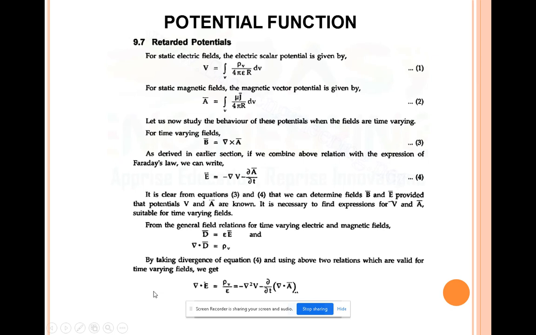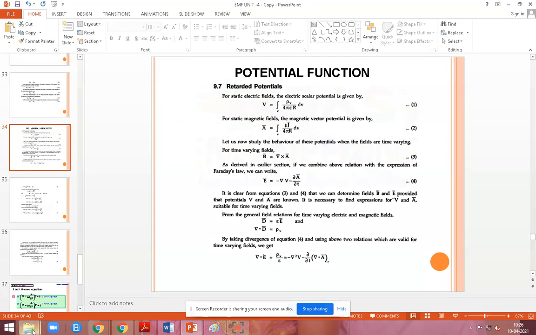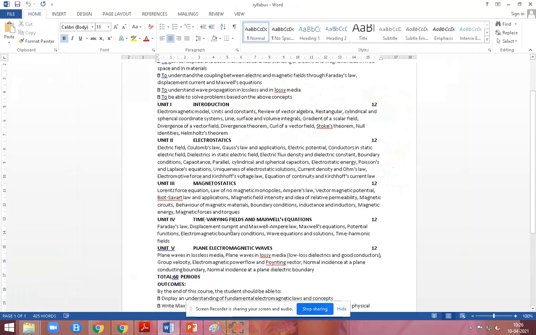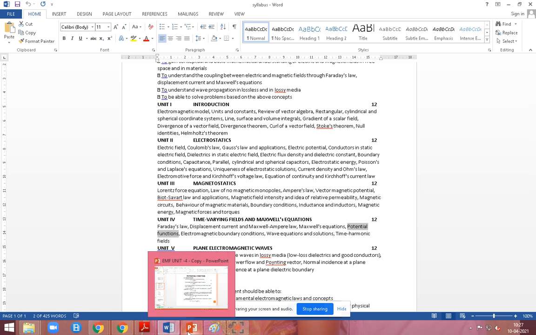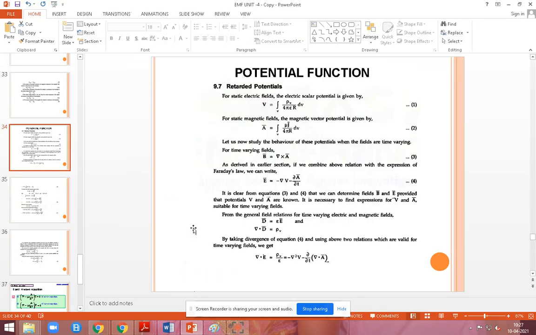Okay, in today's class, we are going to see the fourth unit, potential functions, which is used in the time varying field. We had already seen the potential in static electric and magnetic fields. Now we are going to see this same potential in time varying magnetic and electric fields. This is the topic we are going to discuss now.